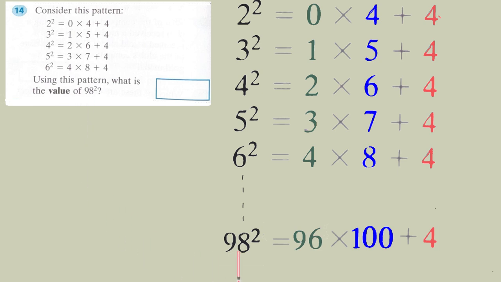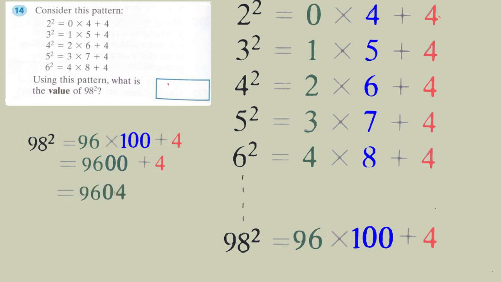So we're not just looking at what the pattern is, but what is the value of this? So we can calculate this without using a calculator, because we know that 96 multiplied by 100 is 9,600. And if we now add the 4 to it, it'll be 9,604. So we'll write the answer in here as 9604.